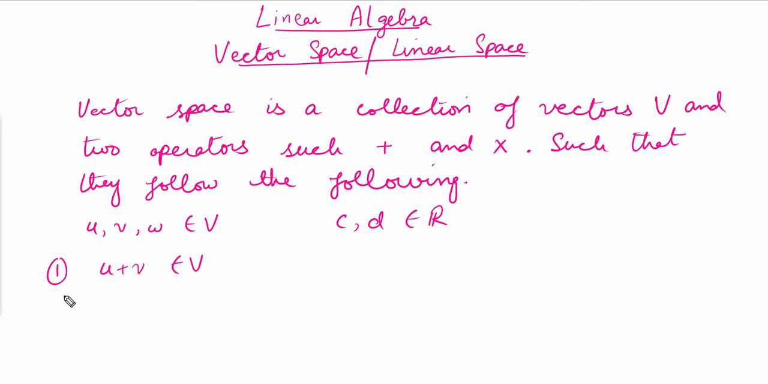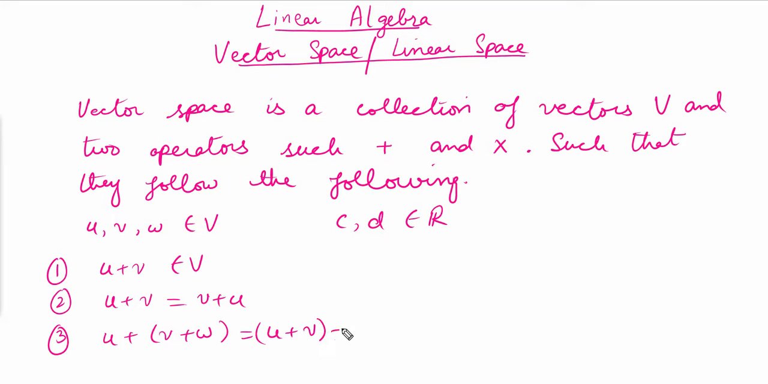The second property is, if you add two vectors, u plus v should be equal to v plus u. This is basically the commutative property. The third one is the associative property. So it's like u plus v plus w should be equal to u plus w plus v. All right.